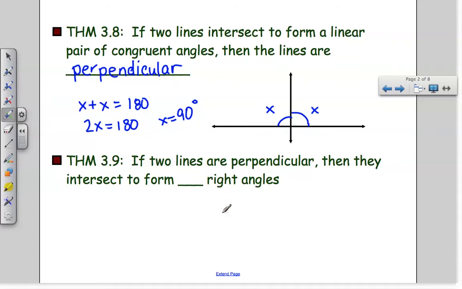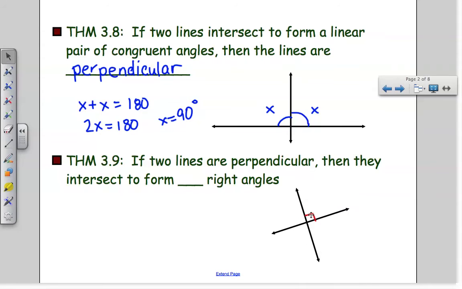Okay. This next theorem, if two lines are perpendicular, I'm going to draw that right away. If two lines are perpendicular, what does that mean? They intersect to form a right angle. It says here, then they intersect to form how many right angles? If I know that that one angle there is a right angle, how many right angles do I actually have?